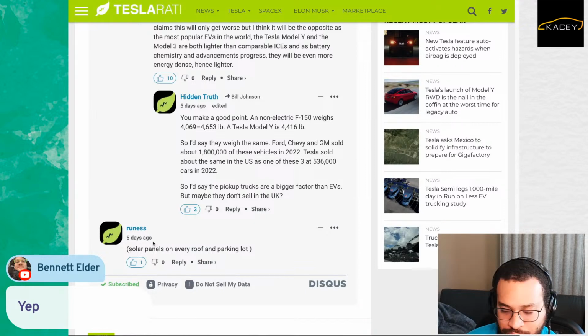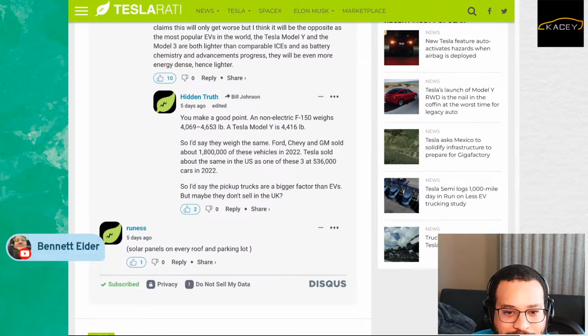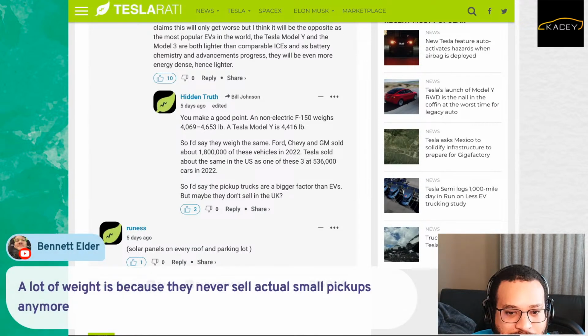And then Runas gets back to the point and says, put solar panels on every roof and parking lot. Bennett says, a lot of weight because they never sell actual small pickups anymore.